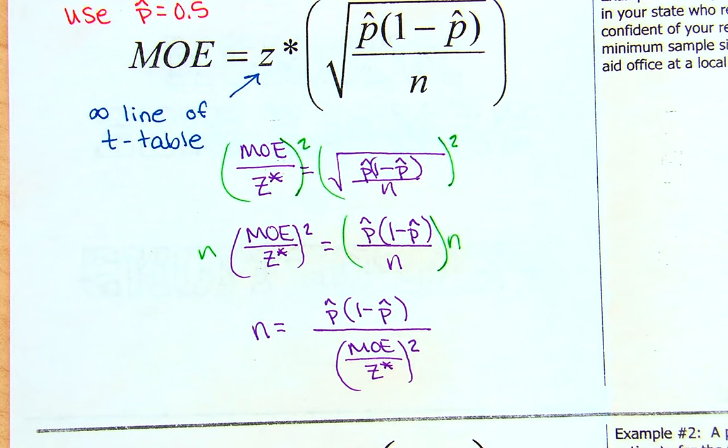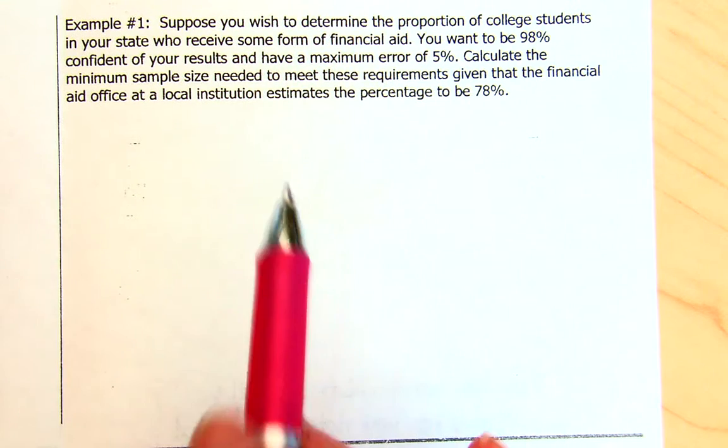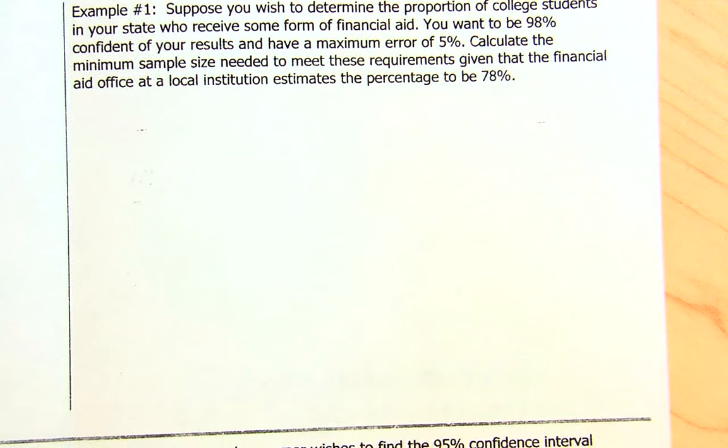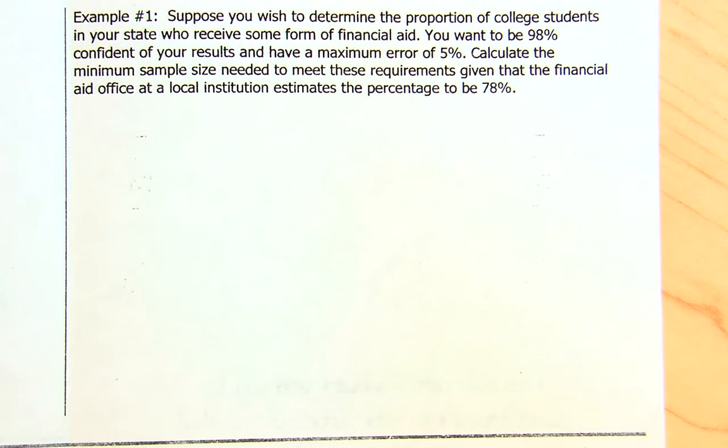Okay, so let's look at an example with this. Example 1 over here. Suppose you wish to determine the proportion of college students in your state who receive some form of financial aid. You want to be 98% confident of your results and have a maximum error of 5%. Calculate the minimum sample size needed to meet these requirements, given that the financial aid office at a local university estimates the percentage to be 78%.